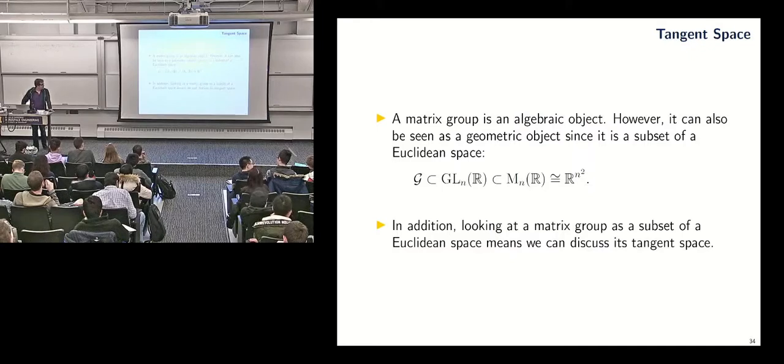So a matrix group is just a set of matrices that follow the group laws. It's got to be closed under multiplication. It's got to have inverses. It's got to be associative, and it's got to have an identity element.